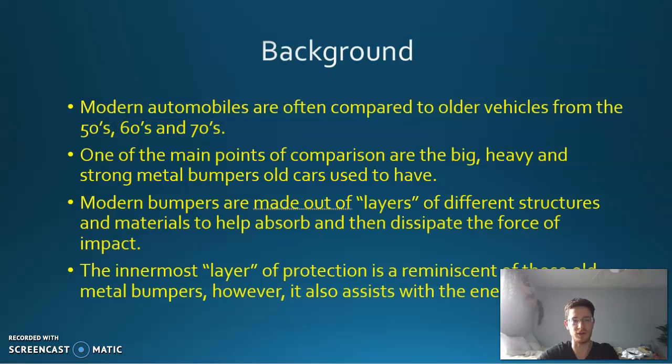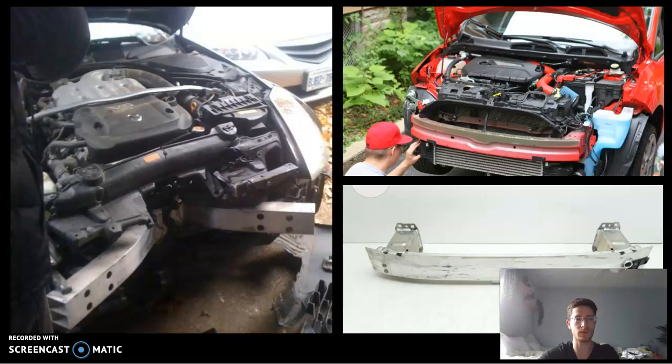They always complain that modern bumpers are made out of layers of plastic and other materials that are thinner. However, what they don't know is that modern bumpers are made out of many different layers, structures and materials to help absorb and then dissipate the force of an impact. The innermost layer of protection can be seen as reminiscent of those old metal bumpers. However, it is also made to assist with the energy dissipation.